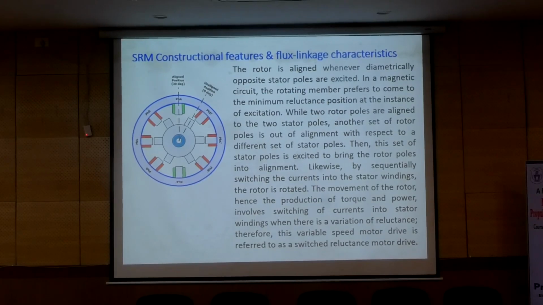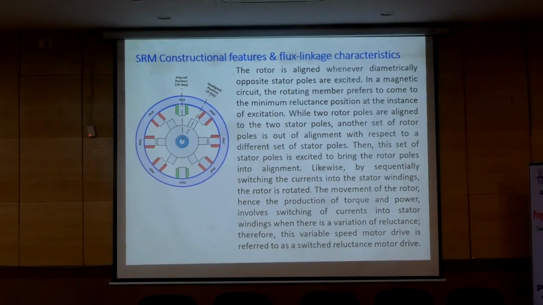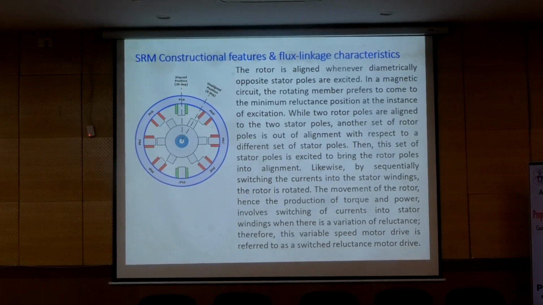this rotating member prefers to come to the minimum reluctance position at the instant of excitation, while two other rotor poles are aligned to the two stator poles. Another set of rotor poles is out of alignment, in the unaligned position, and only that one set of rotor poles is aligned with the stator. So whichever set of stator poles is excited brings the rotor poles into alignment.